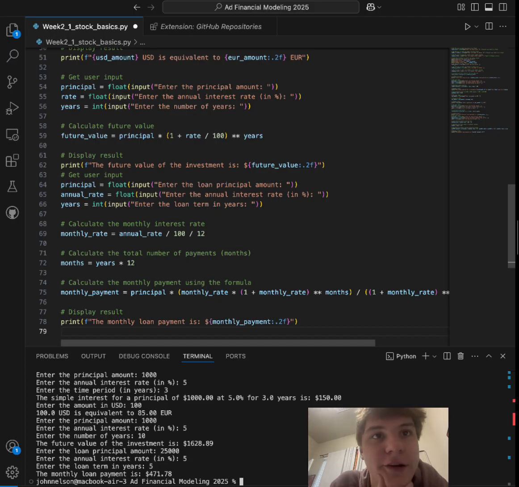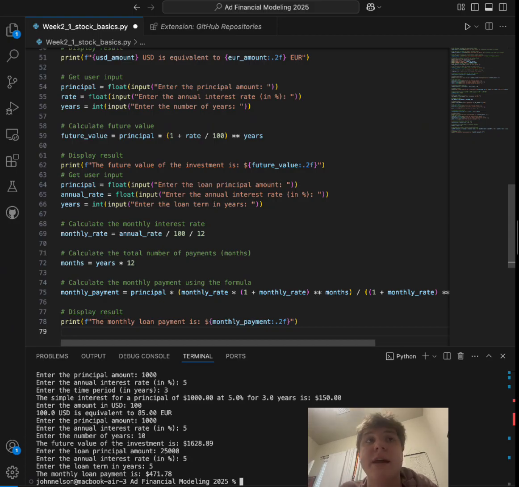So as you can see in our example, we put $1,000 as the principal amount with an annual interest rate of 5%, and we waited 10 years. And you can see that the future value of the investment is $1,628.89. And for our very last exercise, we were asked to write a program that calculates monthly loan payments given principal, interest rate, and years.